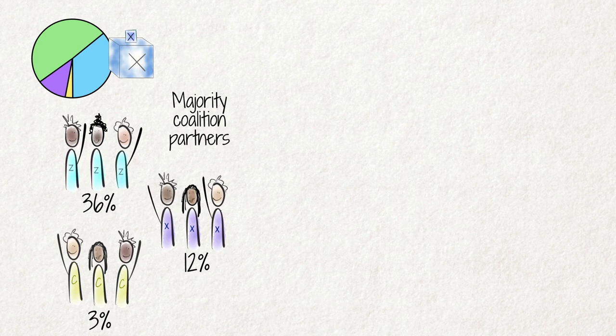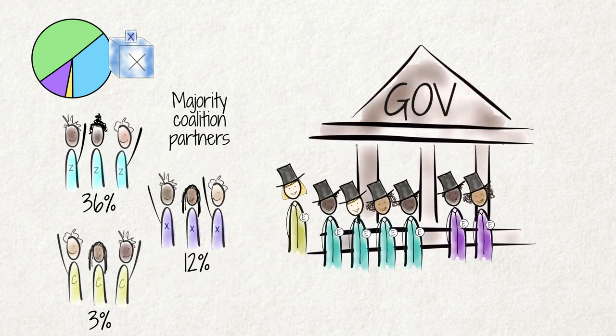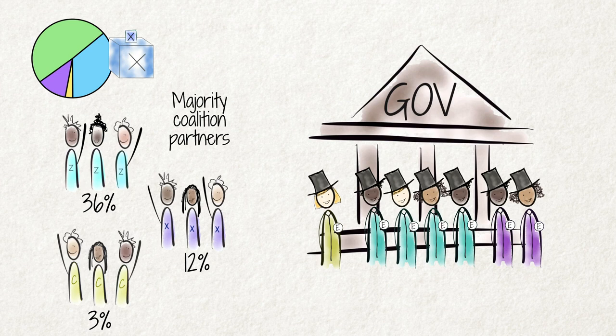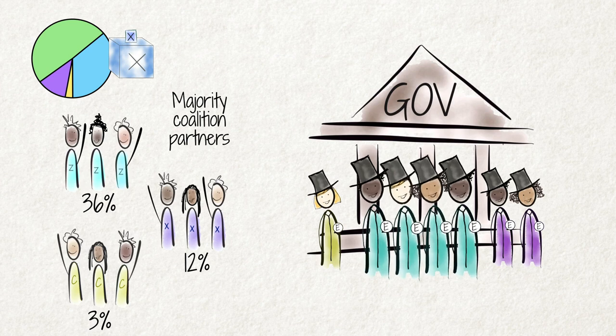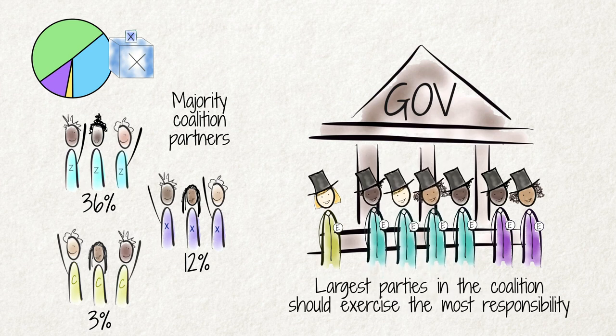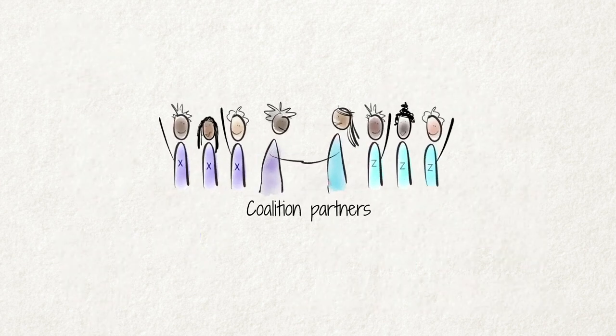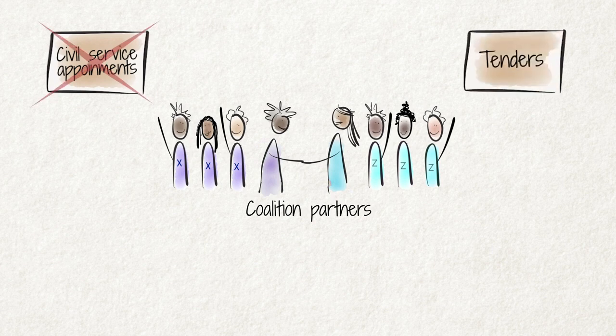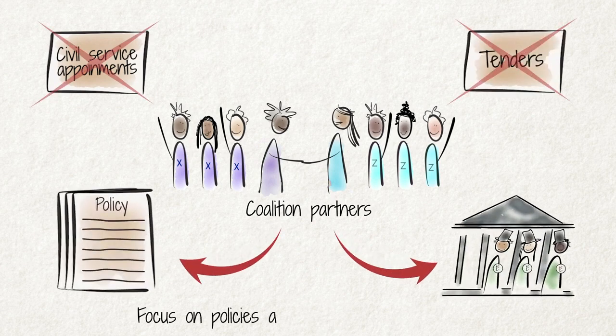The distribution of political leadership positions is essential. Each coalition partner must be visible in the coalition. Smaller parties should not be marginalized, since they are needed as much as the largest parties to sustain the majority. But it is not wise to give the most powerful positions to the smaller parties. In general, the largest parties in the coalition should exercise the most responsibility. Coalition partners should not negotiate about who gets to appoint civil servants or about tenders. They must focus on policies and political leadership positions.